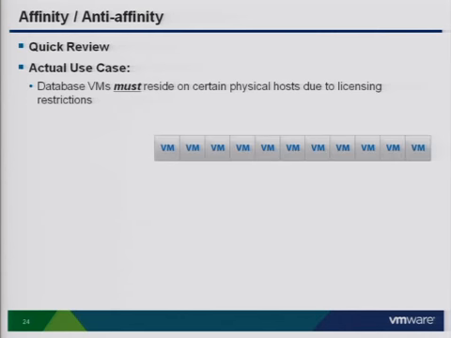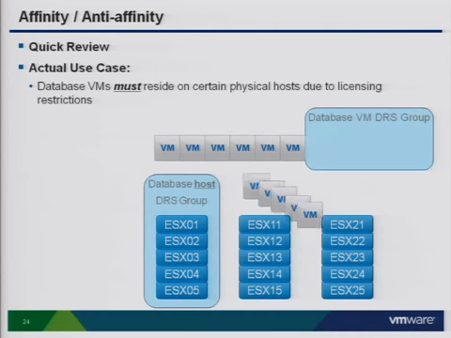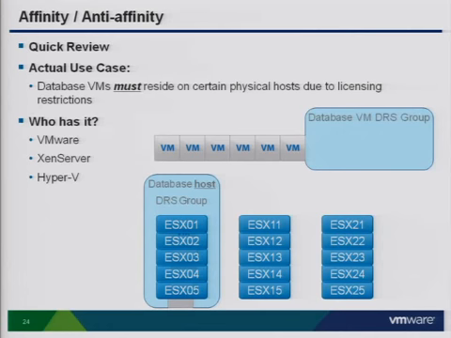So here we have my VMs. I'm going to create a group of them, and I'm going to call this my database DRS group. Then here are my hosts. I'm going to take a group of these hosts that I do have licensed for my database, and I'm going to call it my database host DRS group. These guests are only going to run on these hosts, so I don't violate my EULA and get in trouble with the lawyers, because no one likes to deal with lawyers. So who has this? This is called Host Affinity, and we introduced it in VMware 4.1. XenServer and Hyper-V don't have it. So again, if you're keeping track, VMware 2, competition 0.